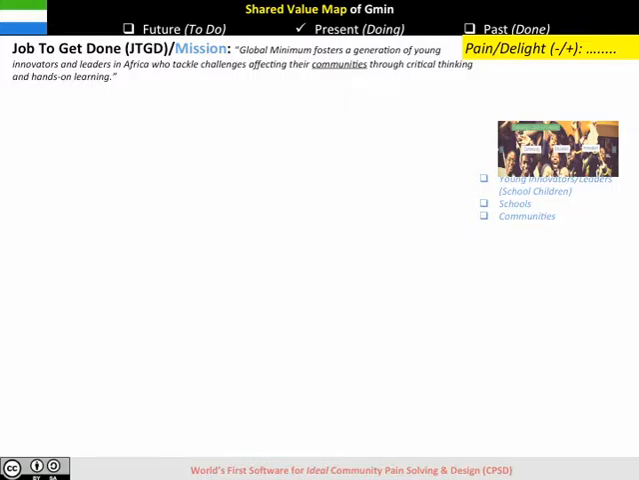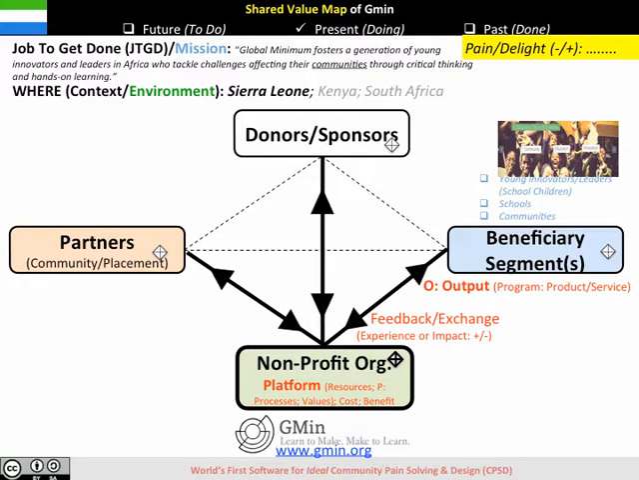The mission of GMIN is as follows: to foster a generation of young innovators and leaders in Africa who tackle challenges affecting their communities through critical thinking and hands-on learning. Also, through use of the shared value map, one must specify the context, which in this case they are operating in Sierra Leone, Kenya, and South Africa. So this is what the shared value map would look like, and you have the non-profit organization, which is GMIN. They have got resources, processes, and in their operation they incur cost and then they receive benefit or create impact.